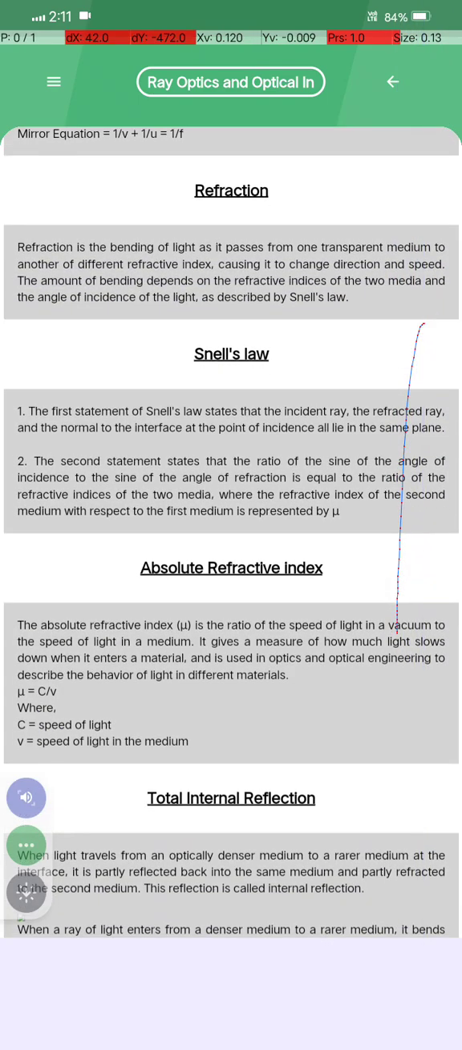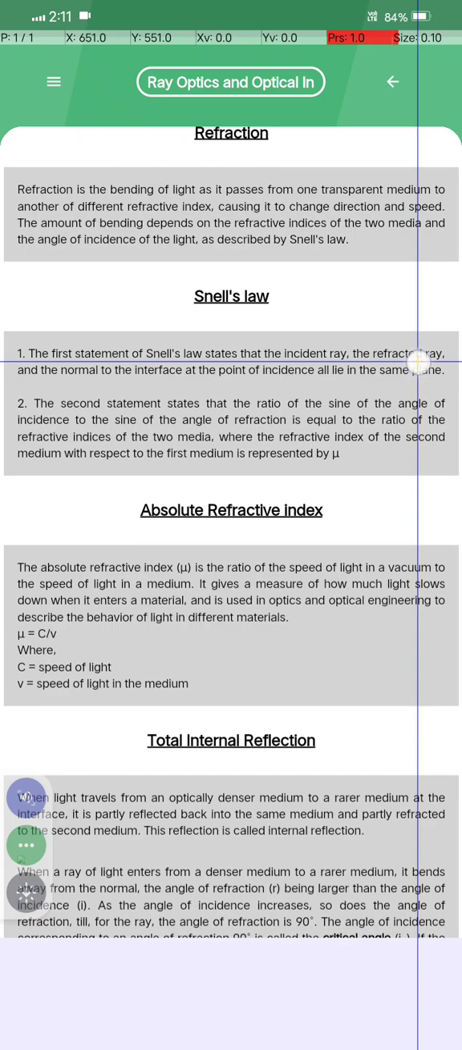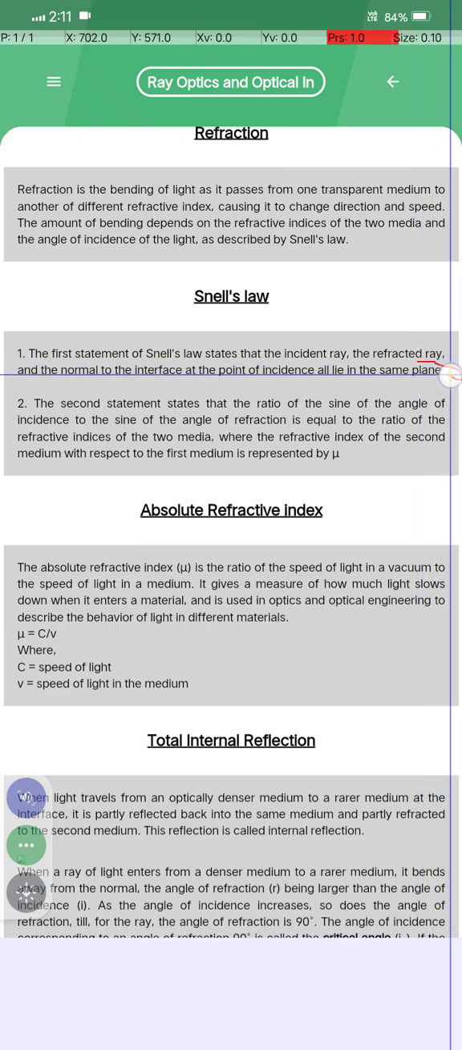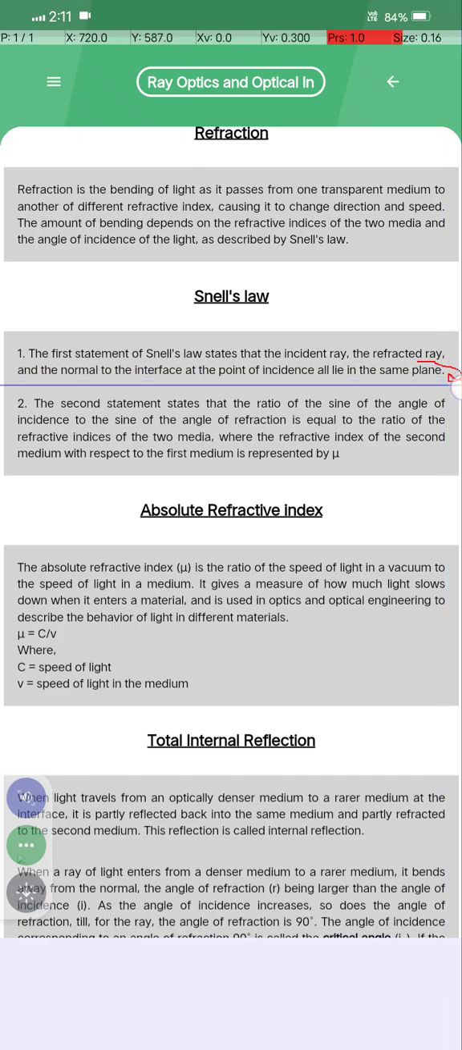Now, see what Snell's law is. The first statement of Snell's law states that the incident ray and the refracted ray and the normal to the interface at the point of incidence all lie in the same plane.